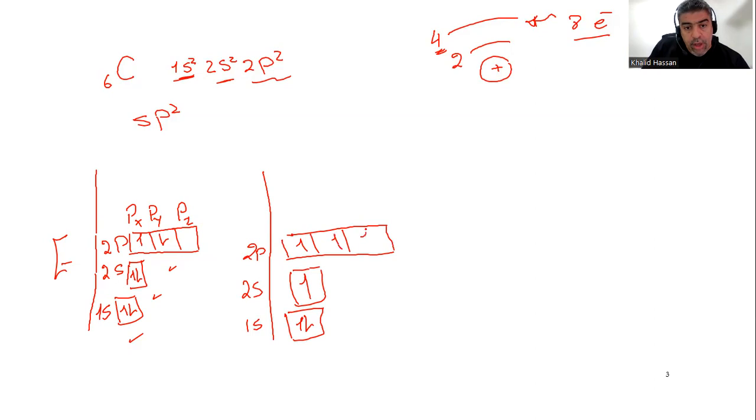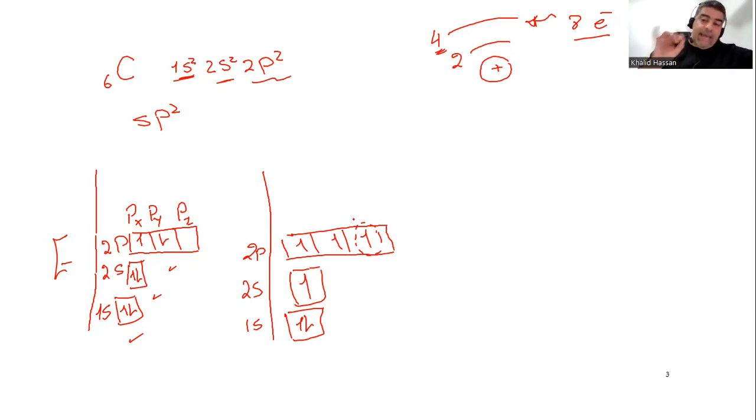1, 2, 3. This electron, let's put a circle on it. This electron was exactly in the 2s. The first step in hybridization is excitation of 1 electron to jump to a higher energy level in the same main energy level. It will jump from 2s to 2p. So now we have 4 electrons, 1 in s and 3 in p.